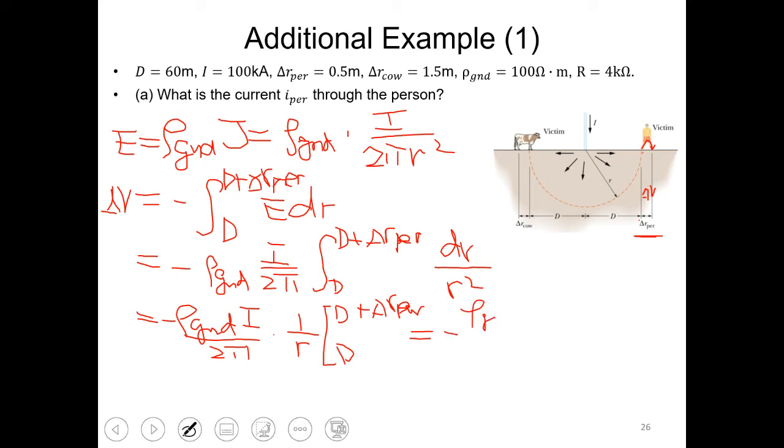So finally we have minus rho ground I over 2 pi, times something like delta r_p over d times d plus delta r_p. Yeah, something like this, because the d and d terms cancel.